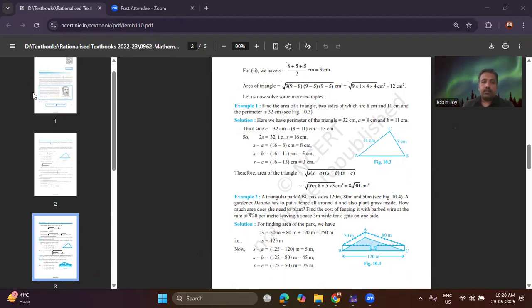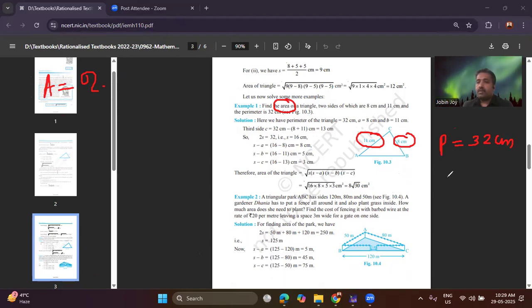Okay, so we will discuss a few more problems. Find the area of a triangle. So we have to calculate the area of a triangle, two sides of which are 8 centimeter and 11 centimeter, and the perimeter is given. Perimeter equal to 32 centimeter.